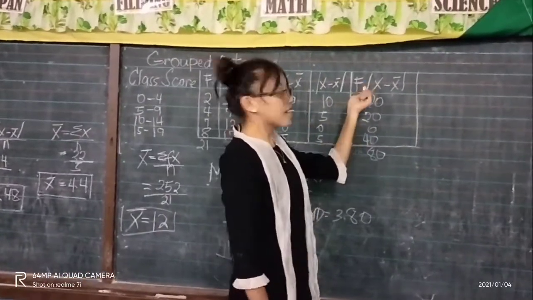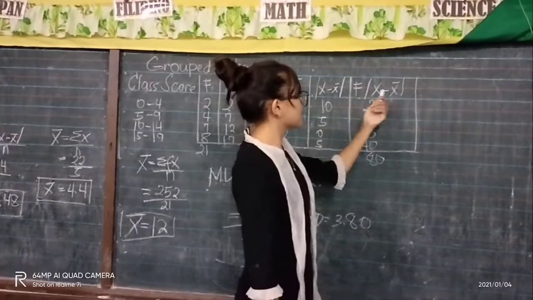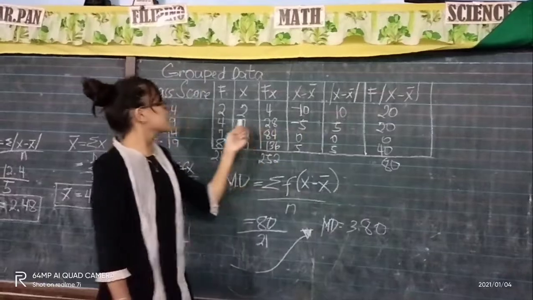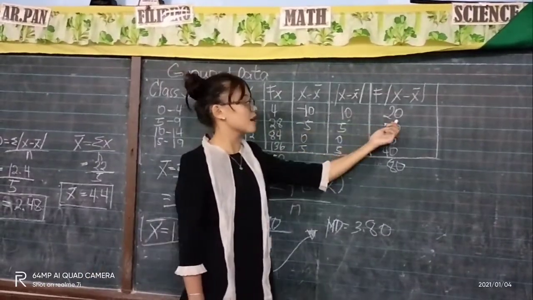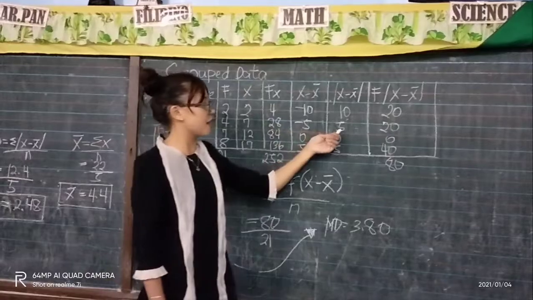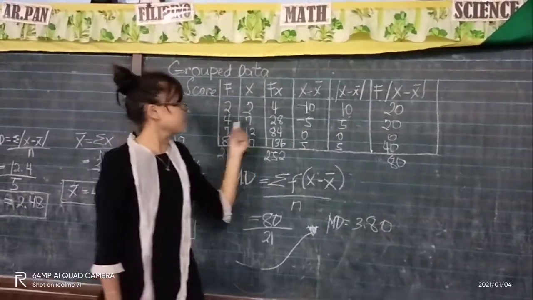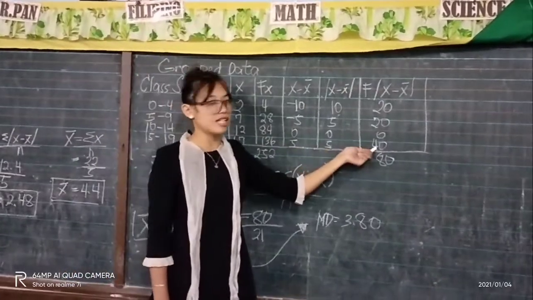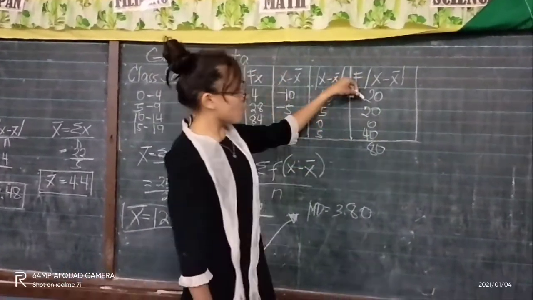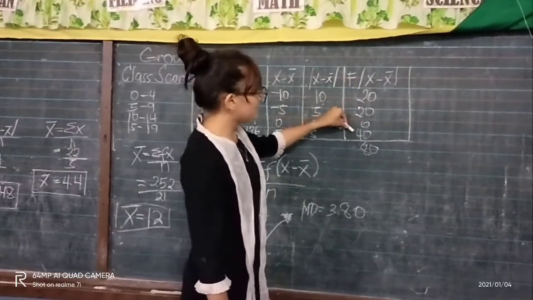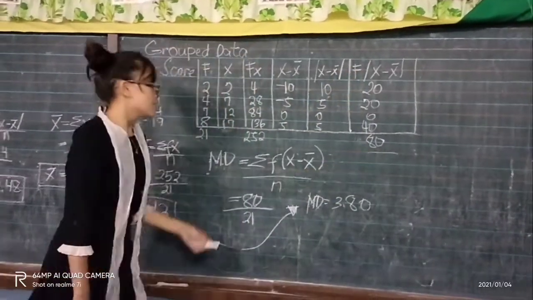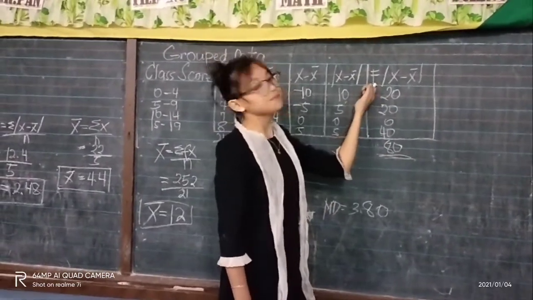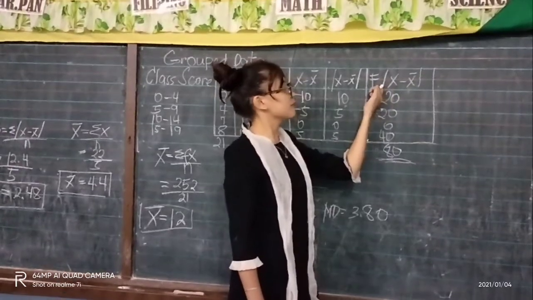f times absolute value of x minus mean. So from the f here times here. So 2 times 10 is 20. 4 times 5 is 20. 7 times 0 is 0. And 8 times 5 is 40. And we're gonna total this. 20 plus 20 plus 40 is 80. So we already have the value of f times absolute value of x minus mean.